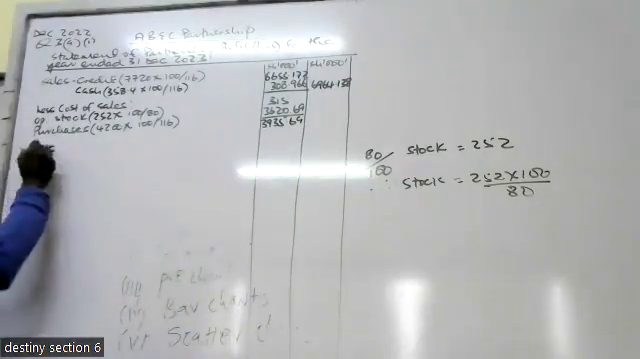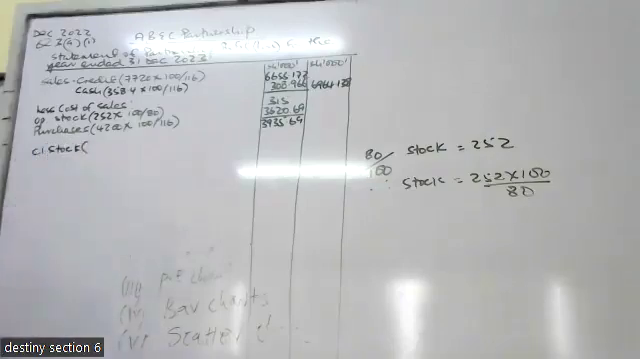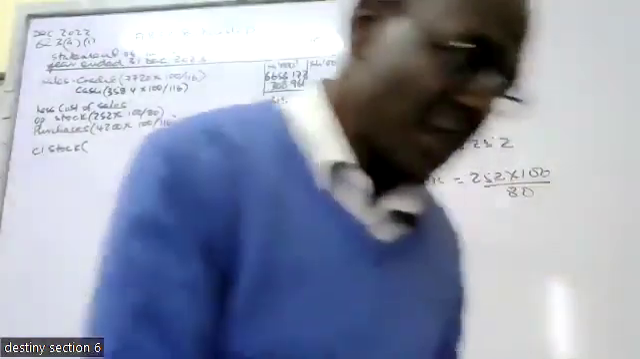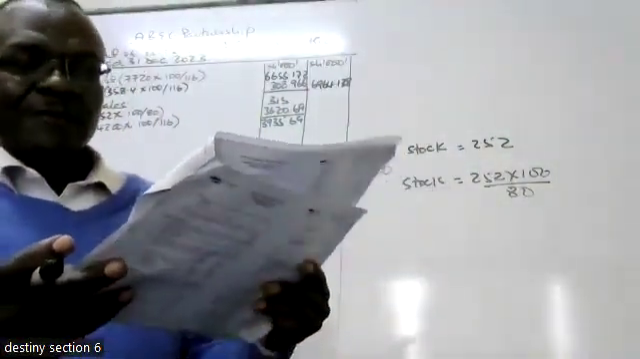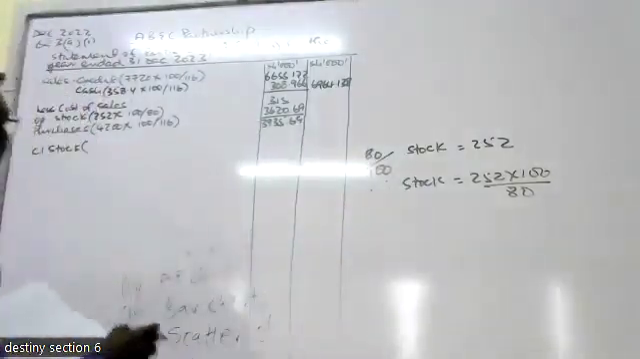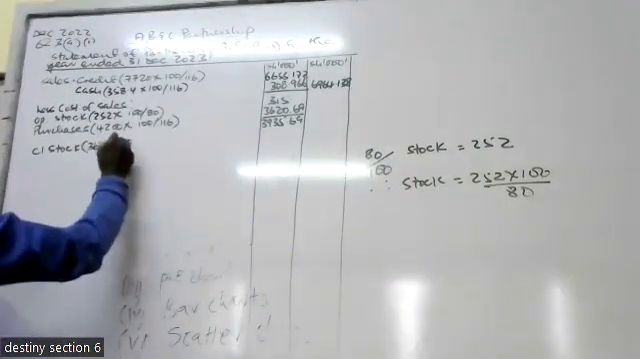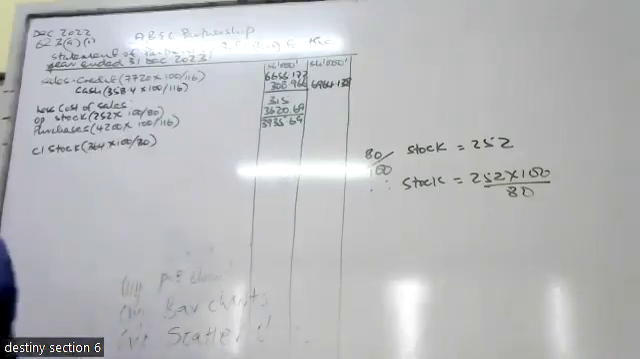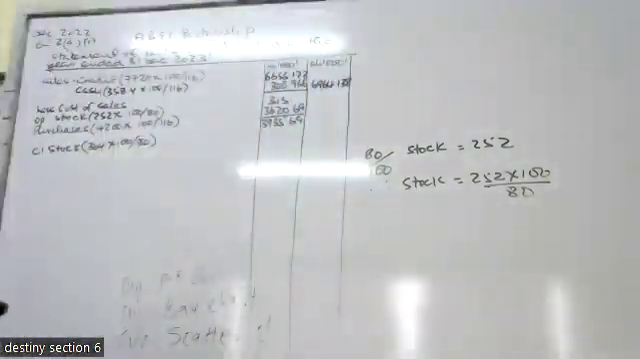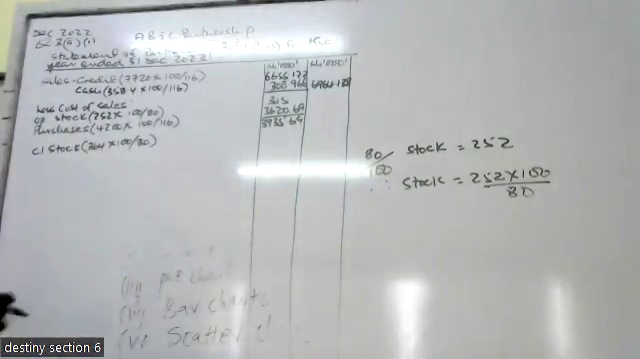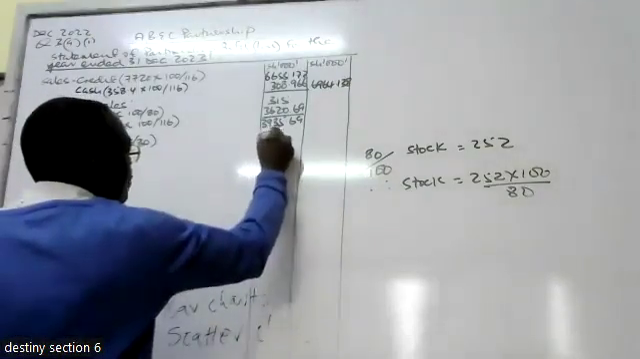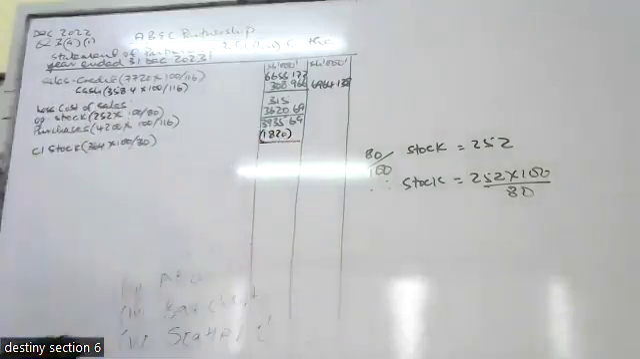So we lessen closing stock, which was also undervalued. Our closing stock is given in note 5. It's 364, which was also undervalued by 20%. So you multiply by 100 over 80 to get the correct valuation of the closing stock. When you subtract, you get 455.